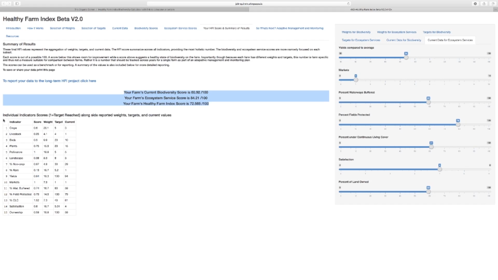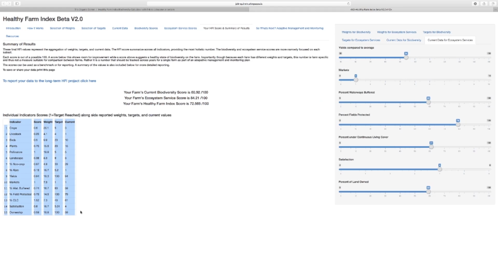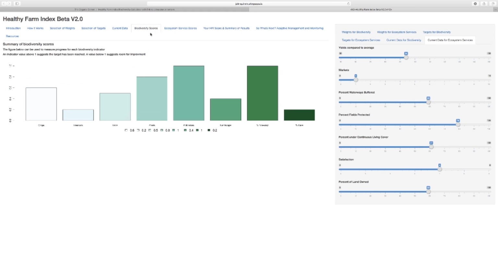We also have a table that summarizes all the data that you input here, where for each of the 15 indicators, the weights that you set, the targets for this particular year, and then where that current data is. And then it sums out the score here for what that is. This score is what's used in the biodiversity and the Healthy Farm Index scores. These targets and current values are what we saw previously when we were looking at the biodiversity and ecosystem service scores.